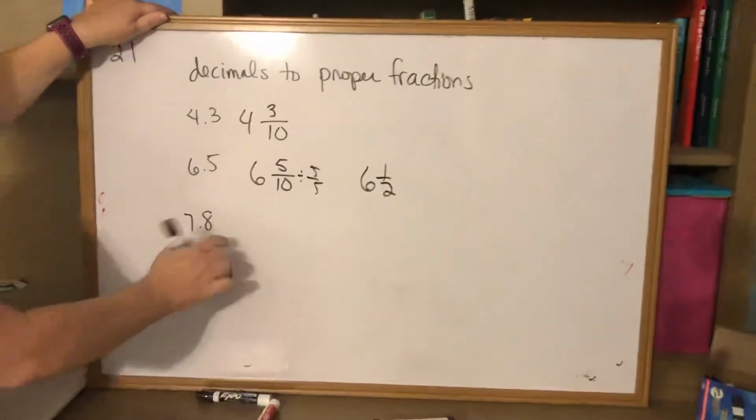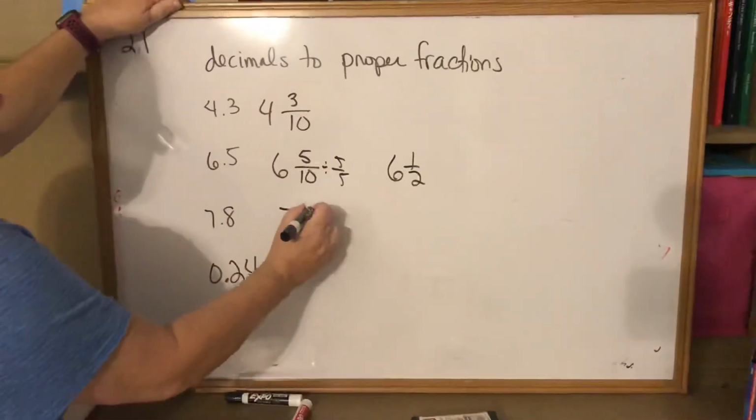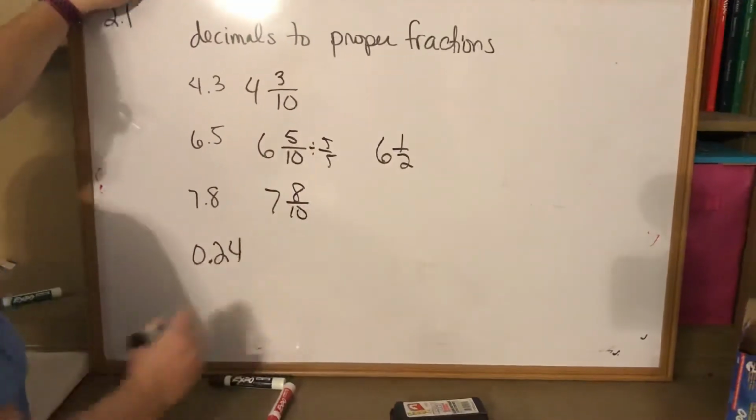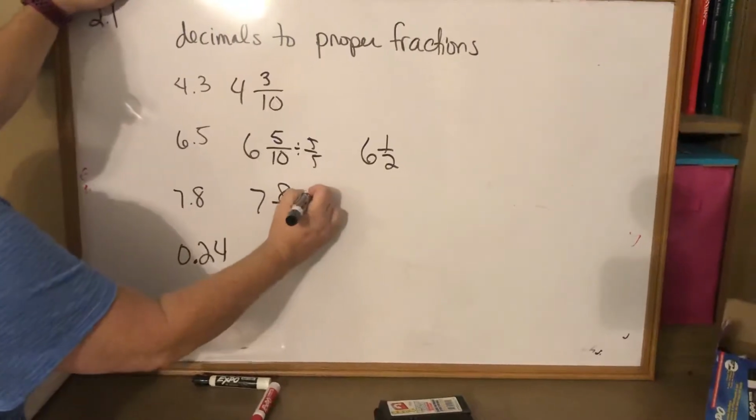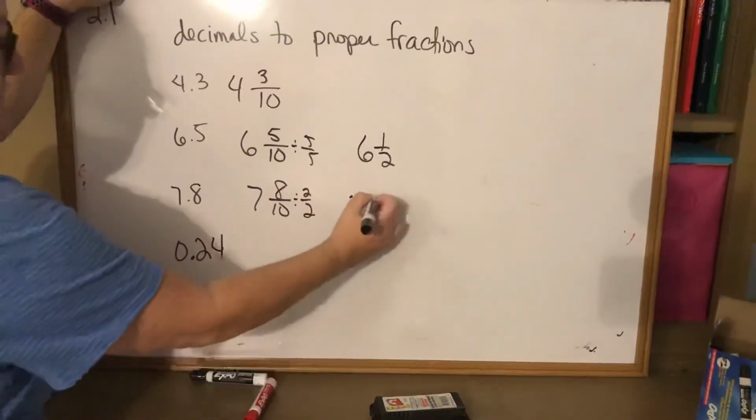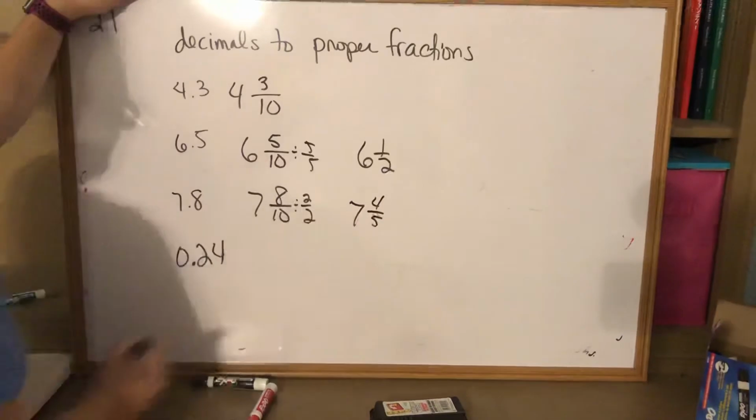7 and 8/10. Once again, we need to simplify this by dividing out a common factor of 2. So this would be 7 and 4/5.